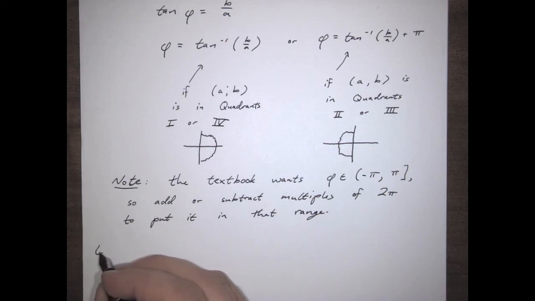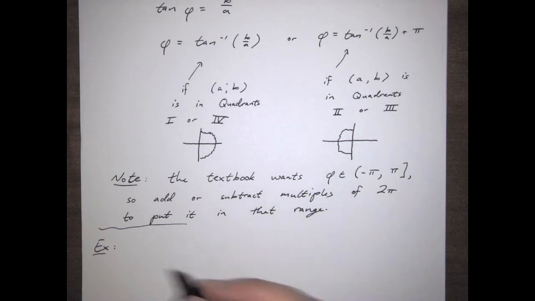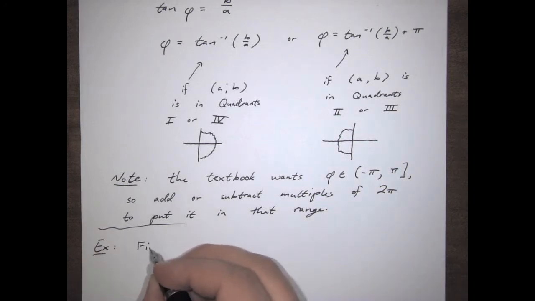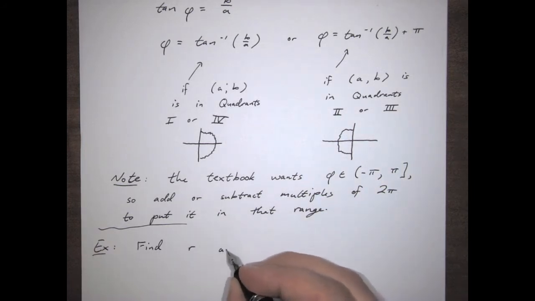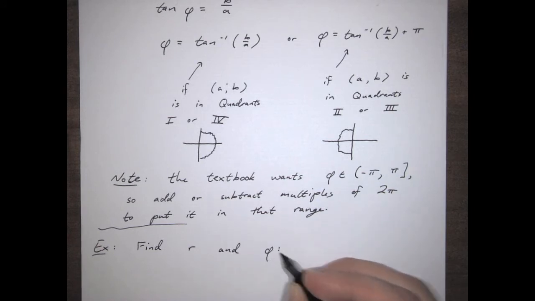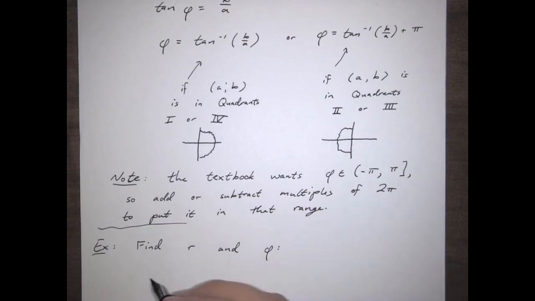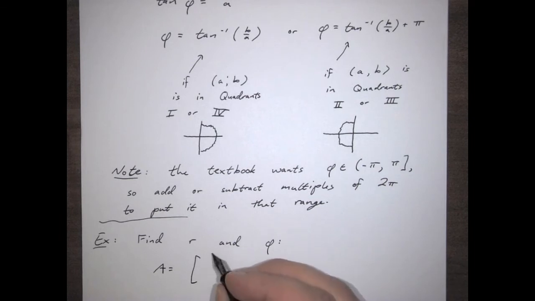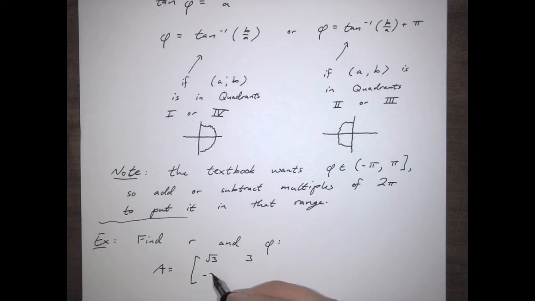Okay, so let's try an example, and the example would just be find the r and the phi. So I'll just put it like that, and the A will be a matrix. It'll have this form: square root of 3, 3, negative 3, square root of 3.